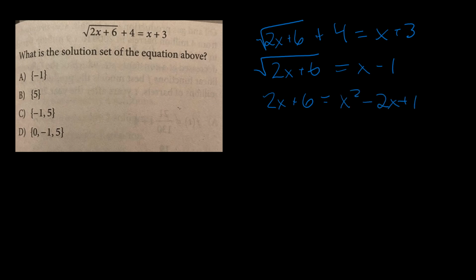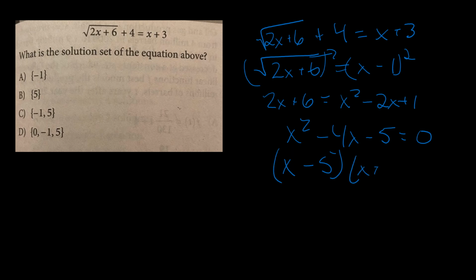If you're not sure I did that, you can FOIL it out and check for yourself, because I just did x minus 1, squared that. Setting equal to 0, you get x squared minus 4x minus 5 equals 0, by subtracting the 2x and the 6 from each side. We can factor that really easy. So then x is either going to be 5 or negative 1.